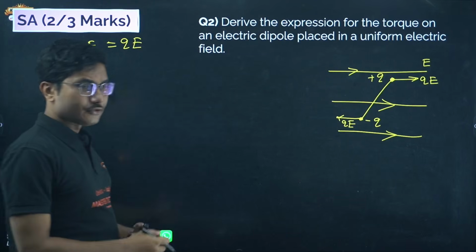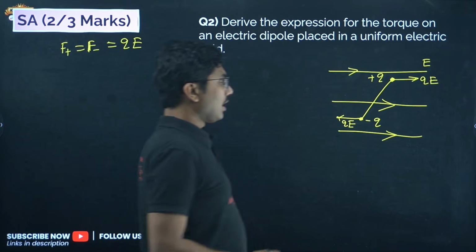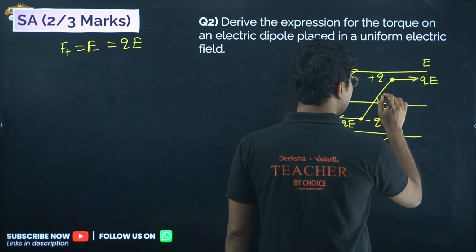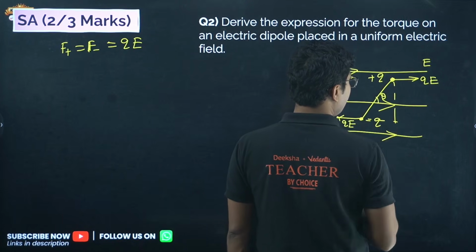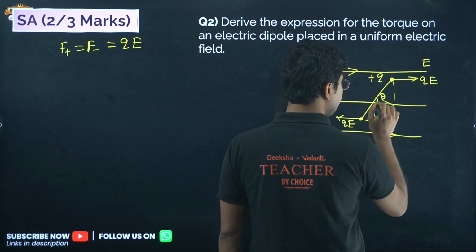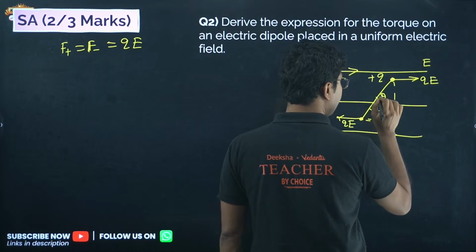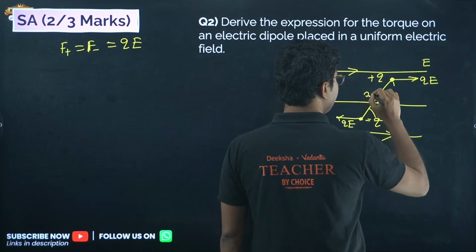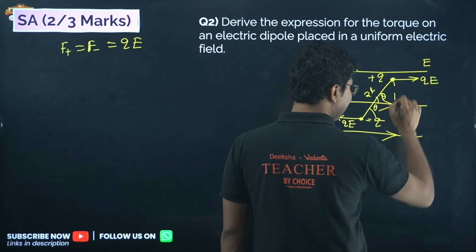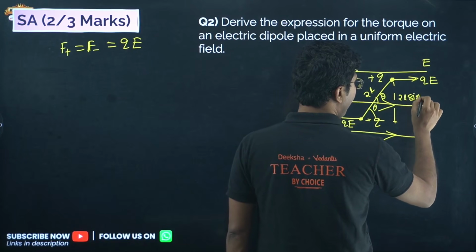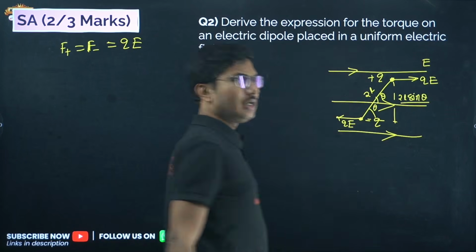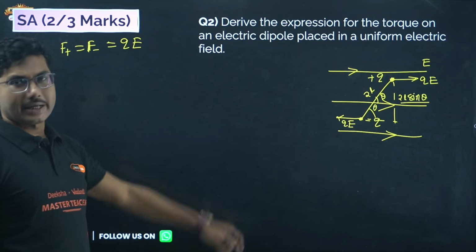Okay, that force will be given by Q into E. Now if the dipole makes an angle theta with the electric field, then if you draw a perpendicular distance, this will be alternate angle, this will also be theta. Now the total distance of the dipole is say 2L, then this distance will be 2L sin theta. Okay, this distance will be 2L sin theta. You have to show that in the diagram itself.